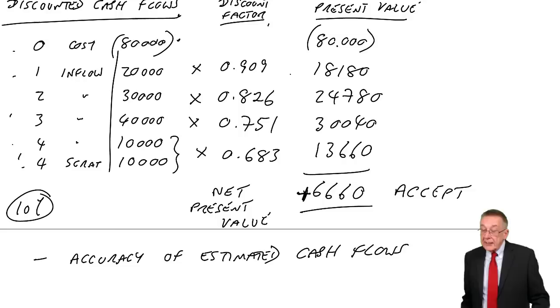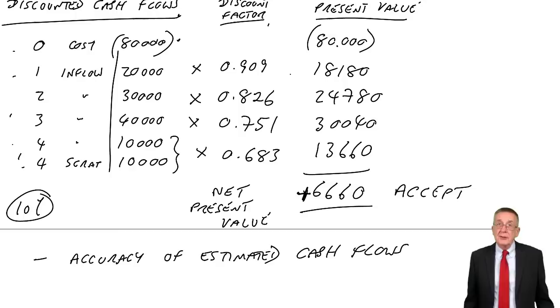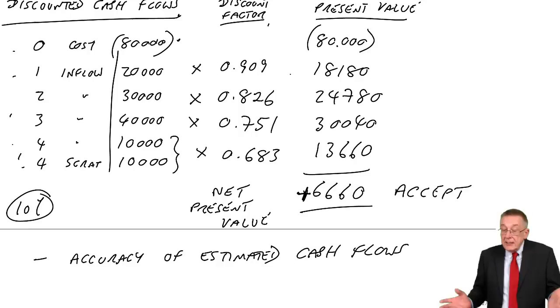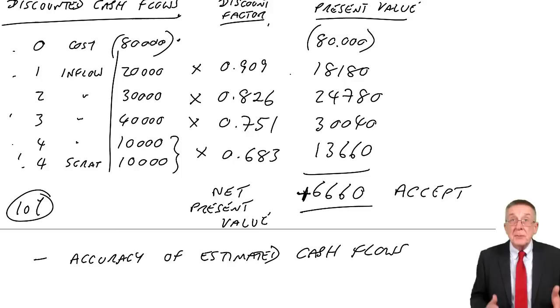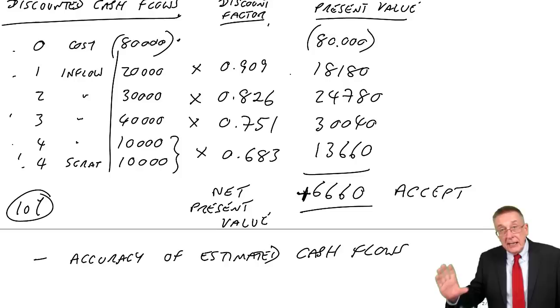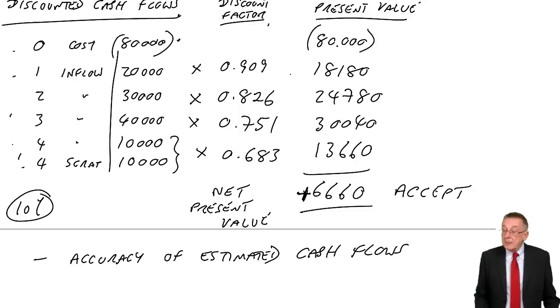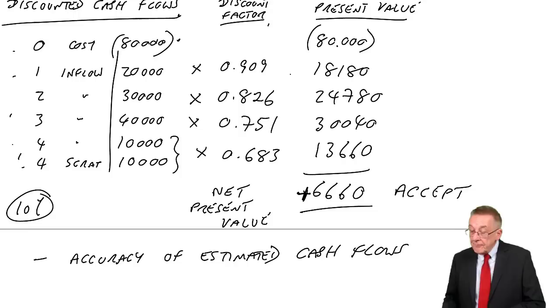Now, the scrap value. We estimate we'll get 10,000 in 4 years. How on earth do we know how much we'll get in 4 years? It's only an estimate. We might end up getting nothing in 4 years. Well, again, if any of those cash flows turn out to be different, the NPV will be different. If it's still positive, then no problem. But if it ever ended up being negative, we'd have made the wrong decision. And we could go on and on there, all of those cash flows potentially are estimates.